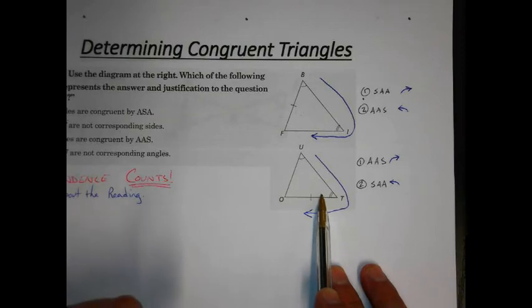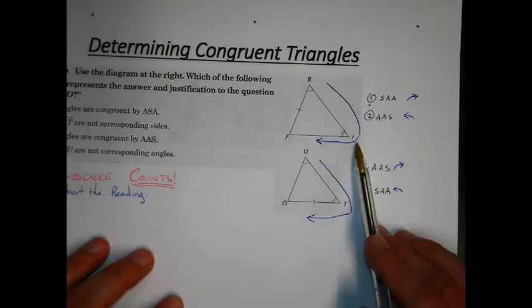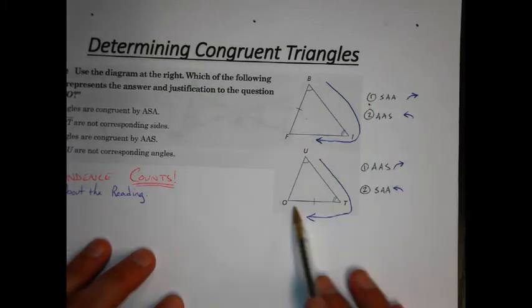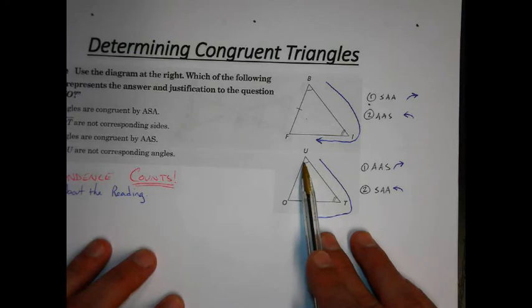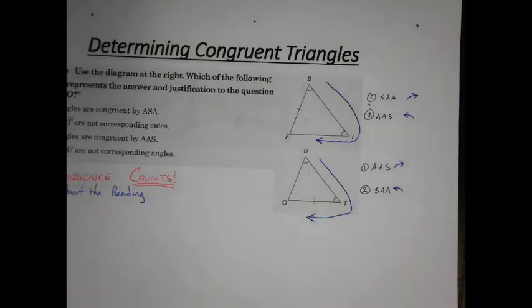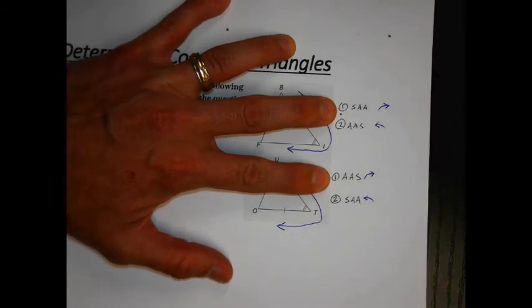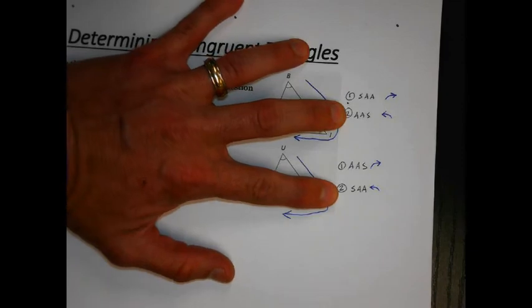So is that the same thing? If I read it clockwise, I get side, angle, angle, or angle, angle, side. If I read it counterclockwise, I have angle, angle, side. And if I read the second triangle counterclockwise, I have side, angle, angle. Very interesting stuff that's happening here. So if I read it way number one, it's not the same. I'm missing a corresponding piece. And if it's way number two, again, it's not the same. I'm missing a corresponding piece.